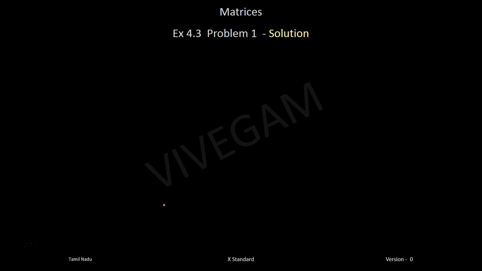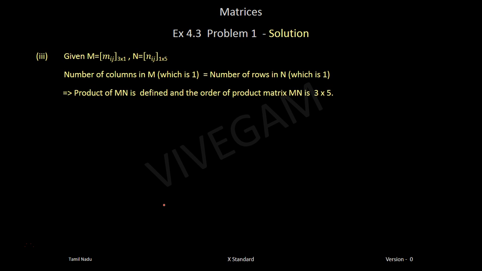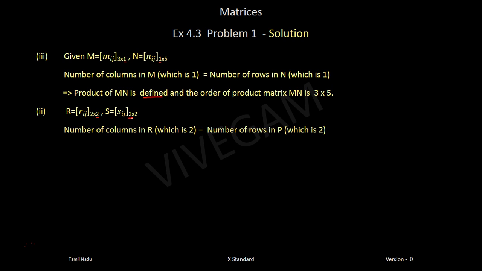Okay. Come to the next problem. The number of columns in the first matrix is 1 and the number of rows in the second matrix is 1. So this condition is fulfilled, which means the product MN is defined. The next division. The number of columns in the first matrix is 2. The number of rows in the second matrix is 2. As they are both equal, the product RS is defined.